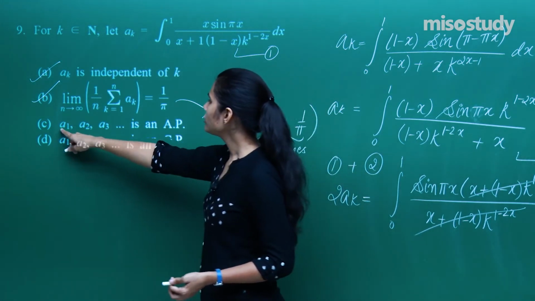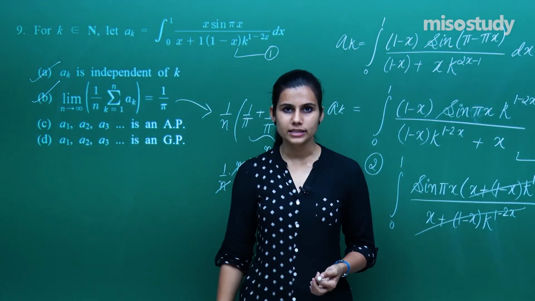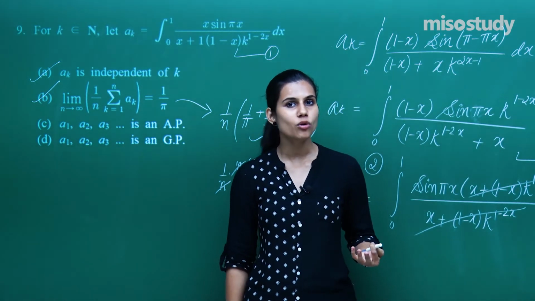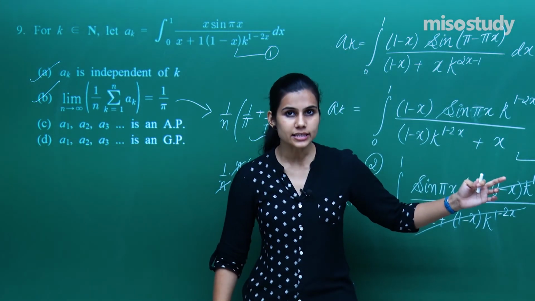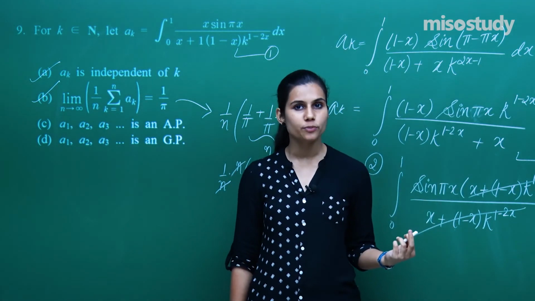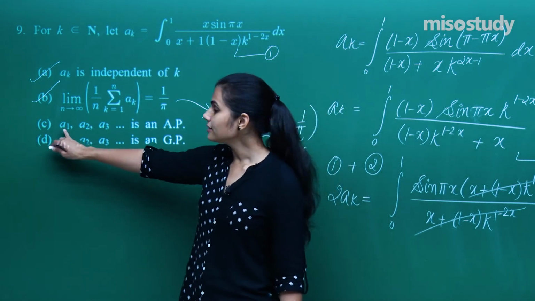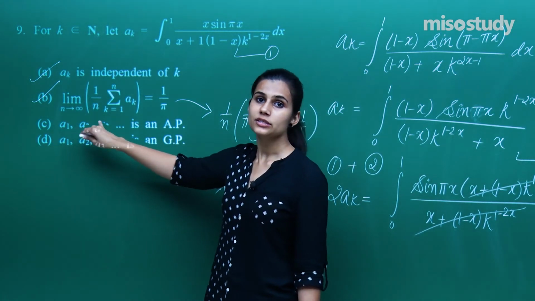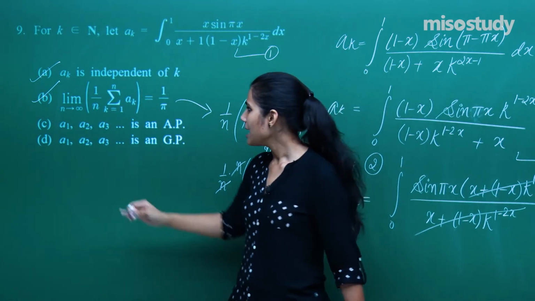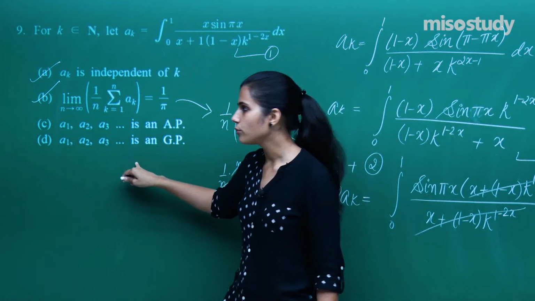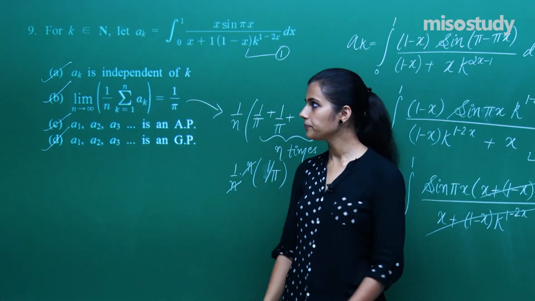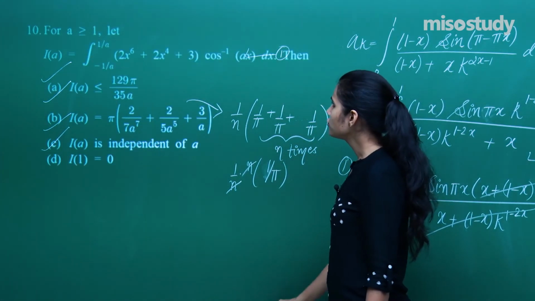Moreover, if I talk about the sequence a1, a2, a3 and so on, a1 is 1 by pi, a2 is 1 by pi, a3 is 1 by pi and so on. So the sequence is becoming a constant sequence. Any constant sequence is an arithmetic progression as well as a geometric progression. Because I am getting the same value 1 by pi for every ak, I am having this sequence as a constant sequence, and so it is both an AP as well as a GP.